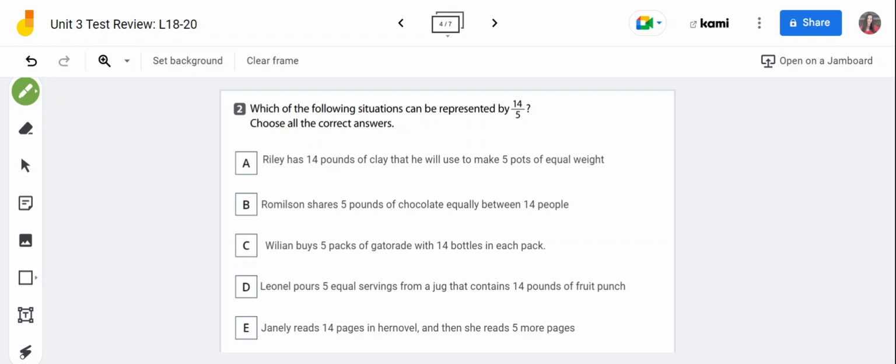Okay, let's take a look at this question here. Which of the following situations can be represented by 14 over 5? Choose all the correct answers. So first off, I notice that I see 14 over 5.